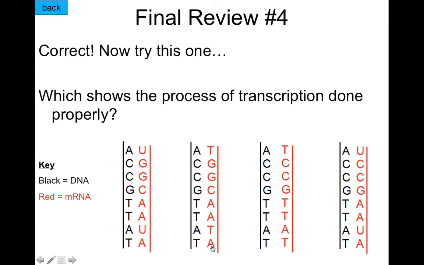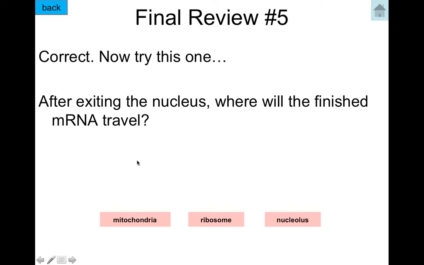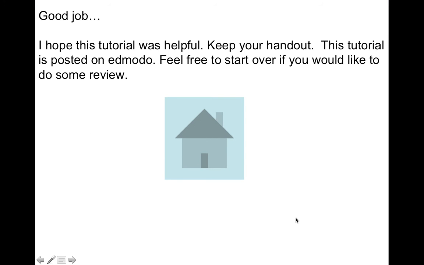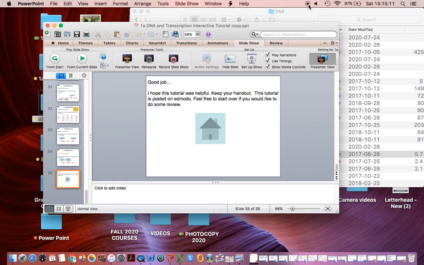We see we can't have any T's, so that wipes out these. And A with U, C with C, C with C, that makes no sense. It's got to be complementary. And where will the finished messenger RNA travel? We know it's going to a ribosome. Boy, oh boy. What process begins? Got to be translation. That's enough of that. So that was all about transcription.